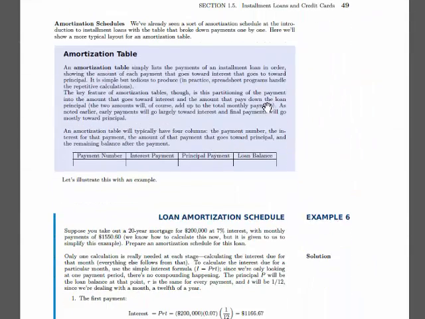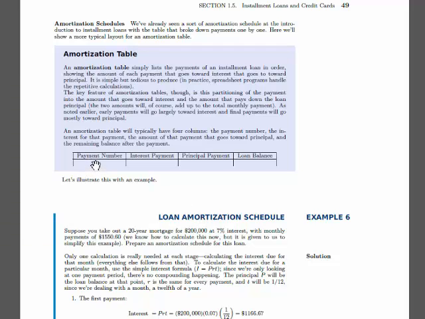Then the last thing we'll do with installment loans is amortization tables. And the whole principle behind an amortization table is splitting each payment into the amount of interest that's paid and the amount of that payment that goes toward principal. So every payment adds up to the same amount, the interest and principal, but we're interested in how much of that payment goes toward interest, how much goes toward principal.